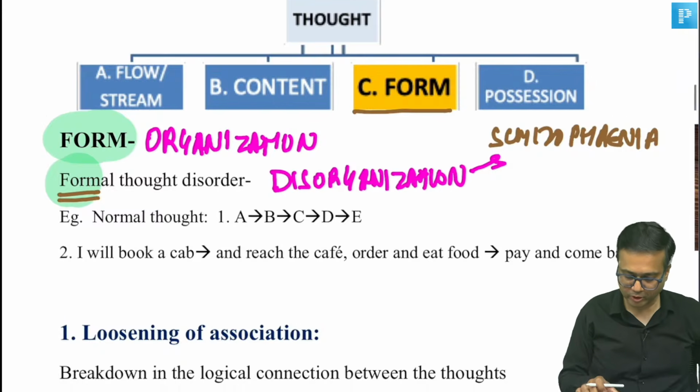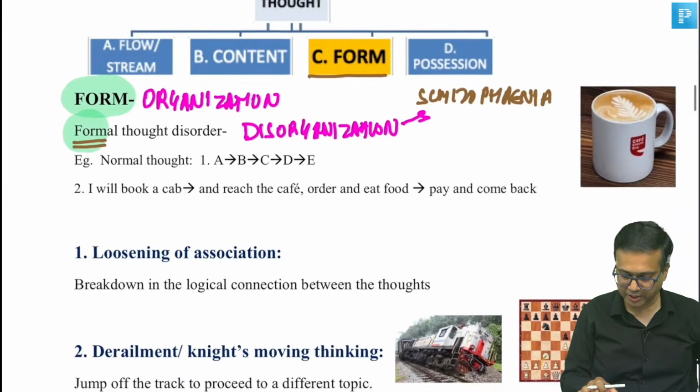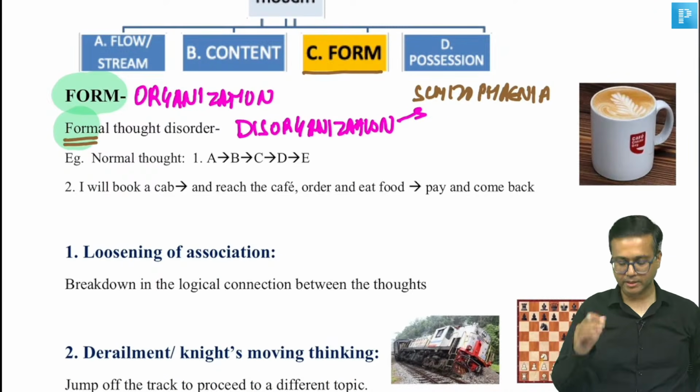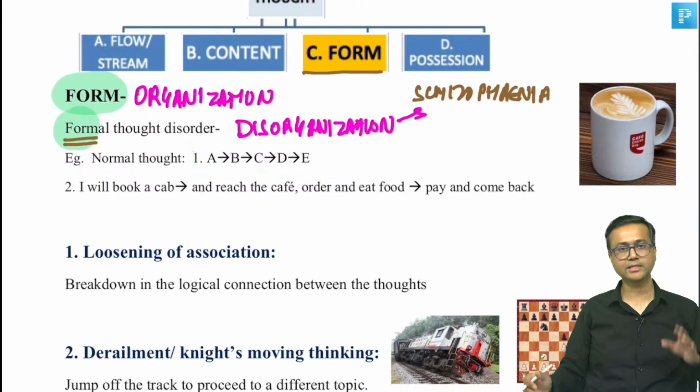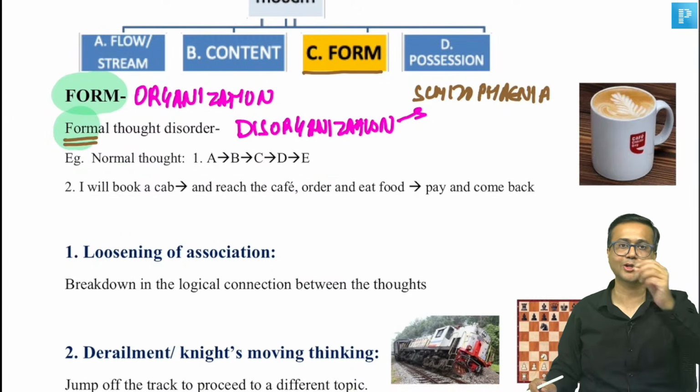But before coming to abnormalities, beta, let me give you an example of a normal thought. So let us take this as a normal thought, beta, A followed by B, C, D. Can I say everything is logically connected now? So this is a normal thought.